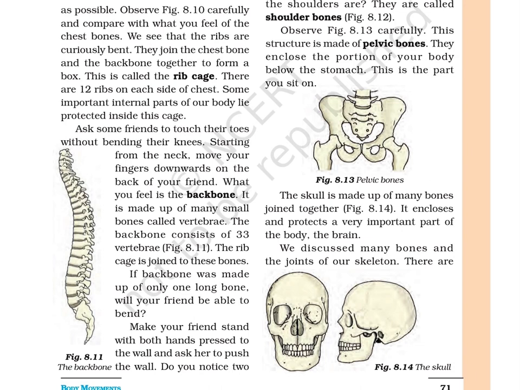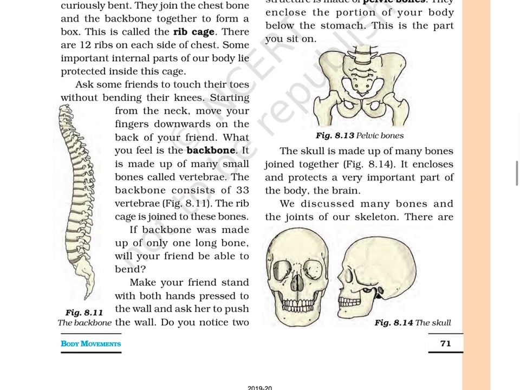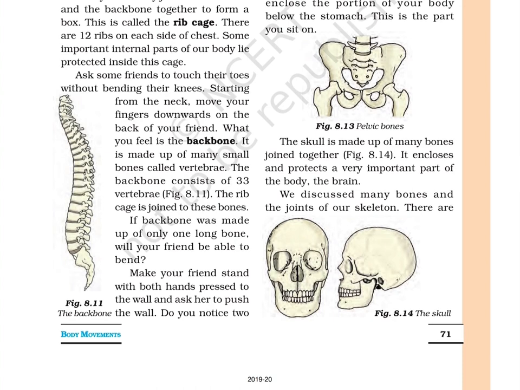Ask some friends to touch their toes without bending their knees. Starting from the neck, move your fingers downwards on the back of your friend. What you feel is the backbone. It is made up of many small bones called vertebrae. The backbone consists of 33 vertebrae. Figure 8.11. The rib cage is joined to these bones. If the backbone was made up of only one long bone, will your friend be able to bend?